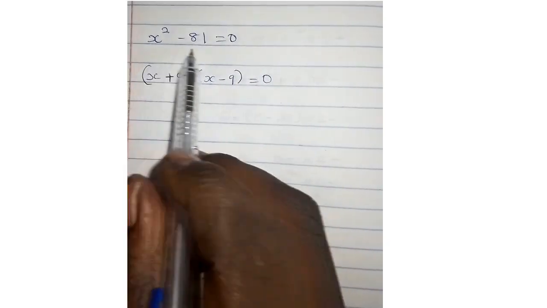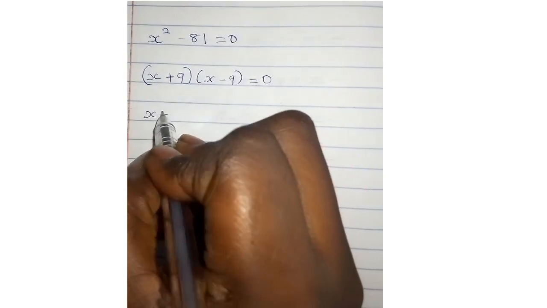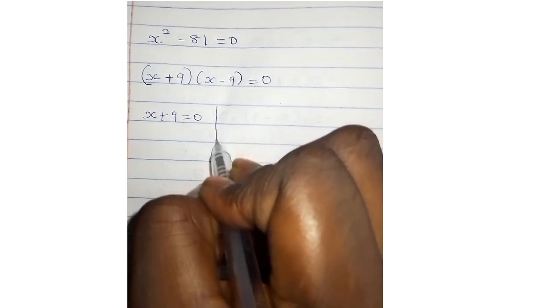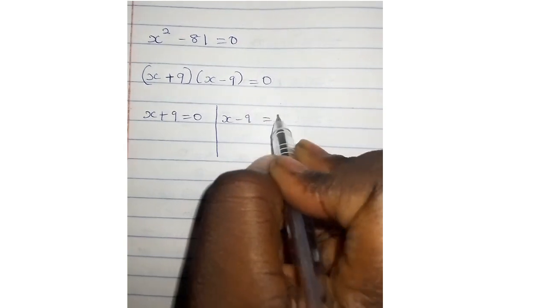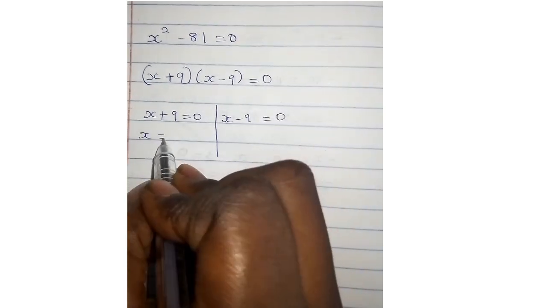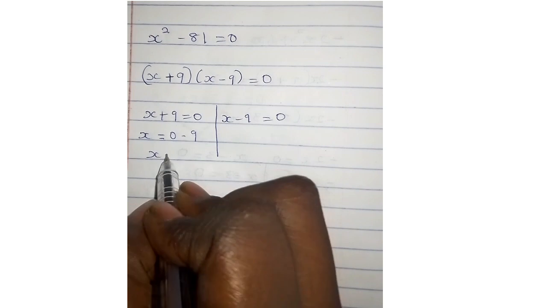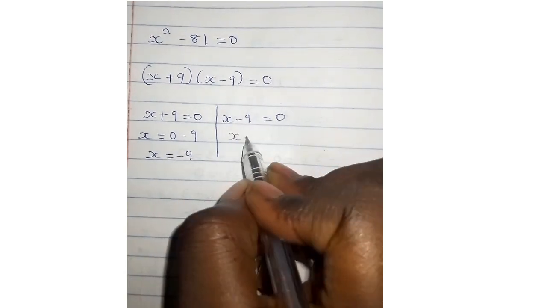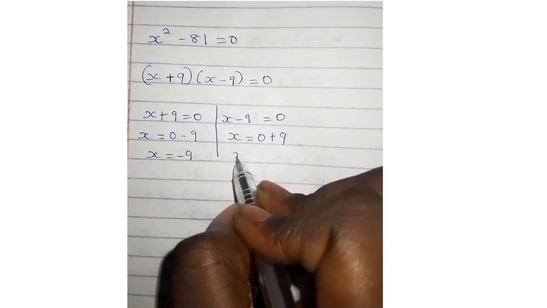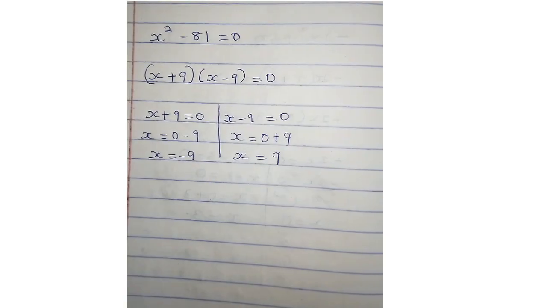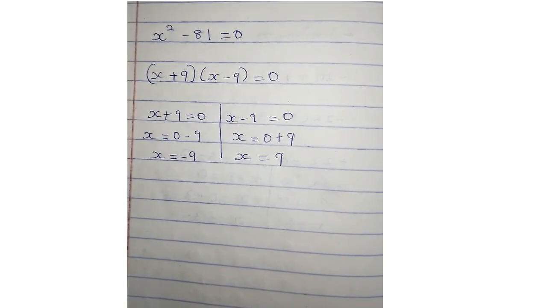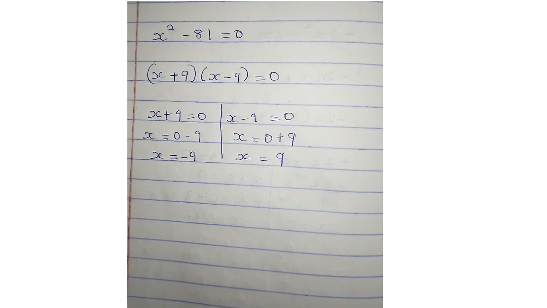When we expand this, we are still going to have this. Alright, so we have x plus 9 equal to 0, x minus 9 equals to 0. So we have x is equal to 0 minus 9, x is equal to negative 9, x is equal to 0 plus 9, and x is equal to 9. Alright, it's as easy as this, and this is how you factorize. It's not going to get up to 10 minutes. When you understand the process, it's very easy for you to solve quadratic equations by factorization.